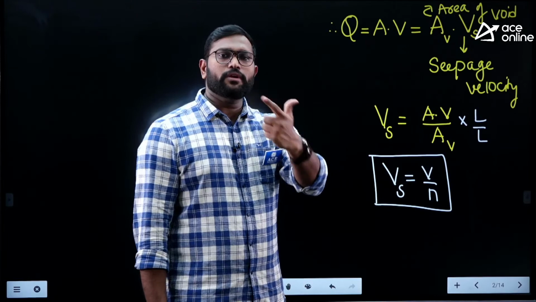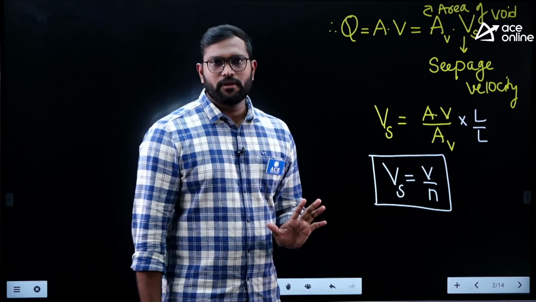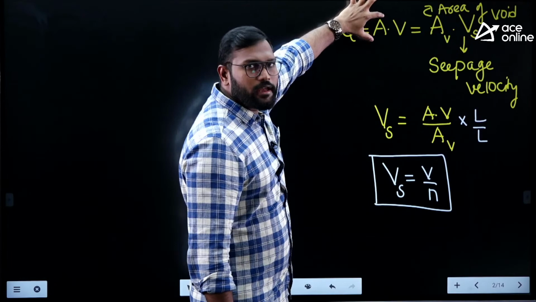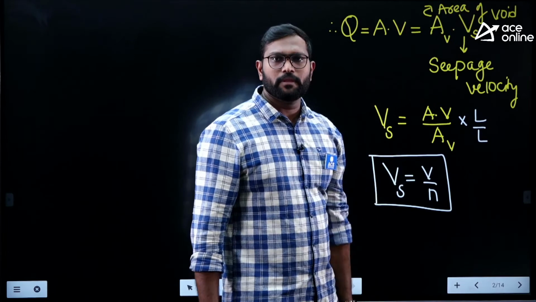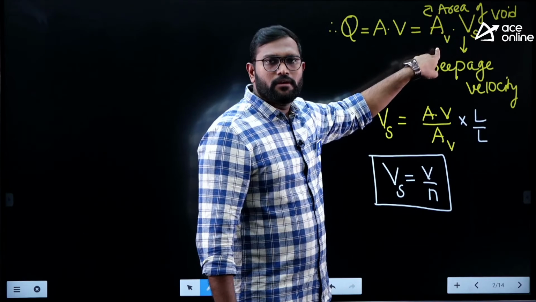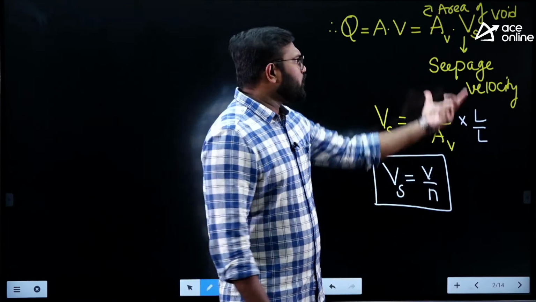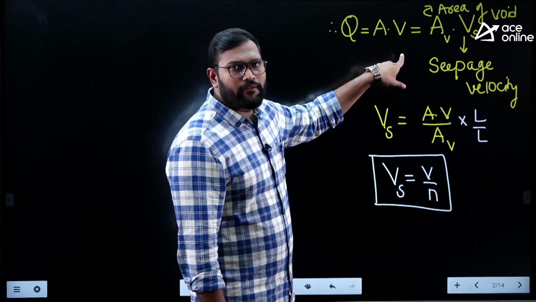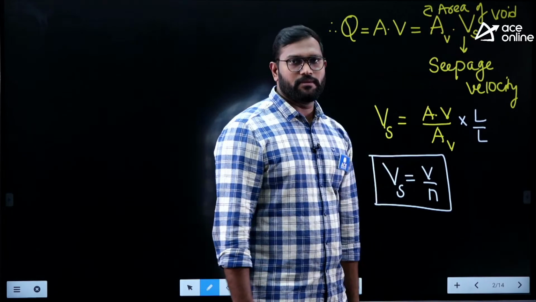Look, if the examiner asks you to find the flow rate, you don't need to worry about anything, because the flow rate is nothing but area into velocity, and area of voids into seepage velocity. Both products are the same. But if I go for Vs, I need the area of voids. Do we know the area of voids? Can we see the voids? No. Instead of the area of voids, I take the total area and the total velocity. Eventually, the product of these two is the same as area of voids and seepage velocity.